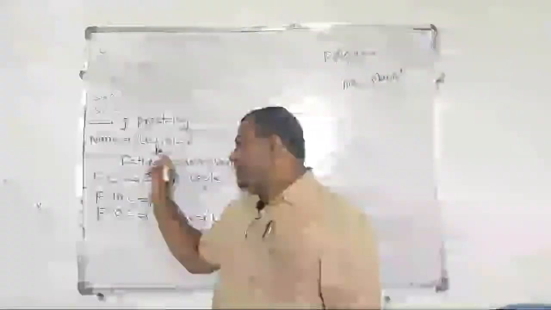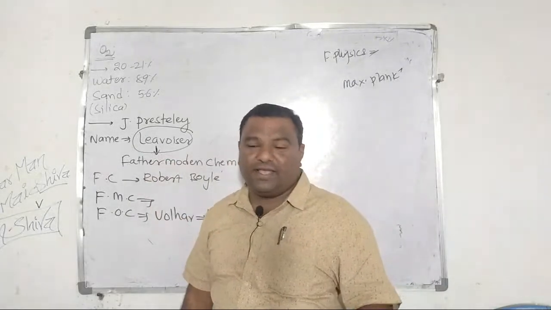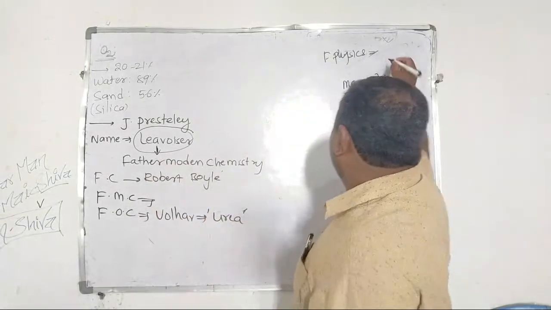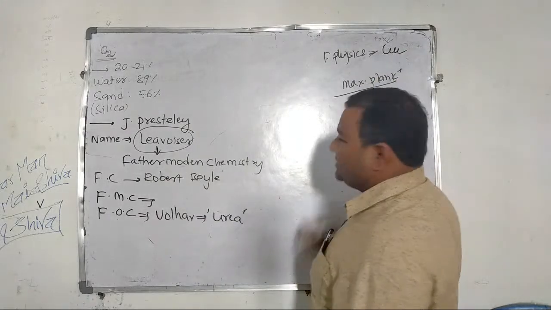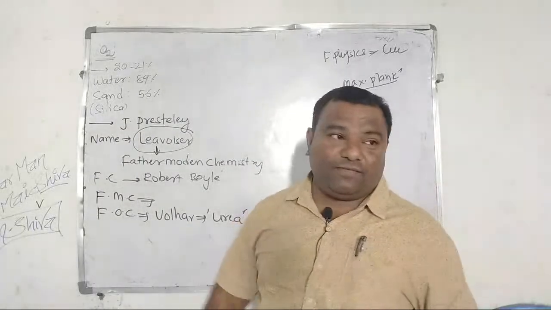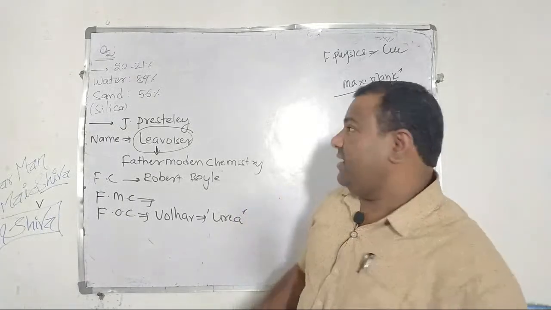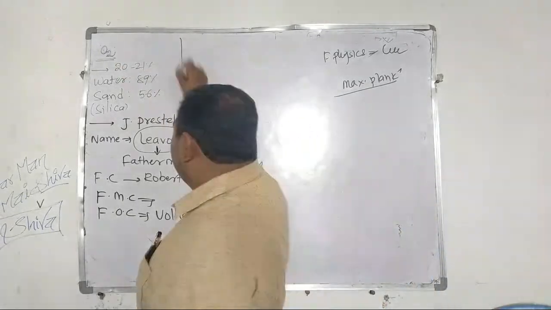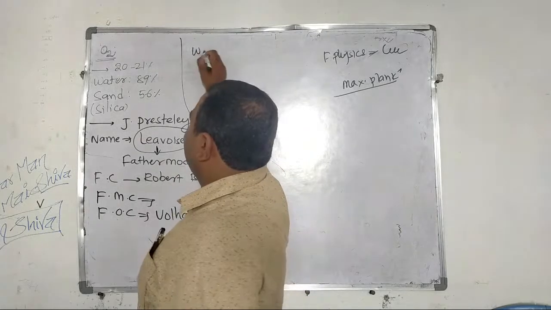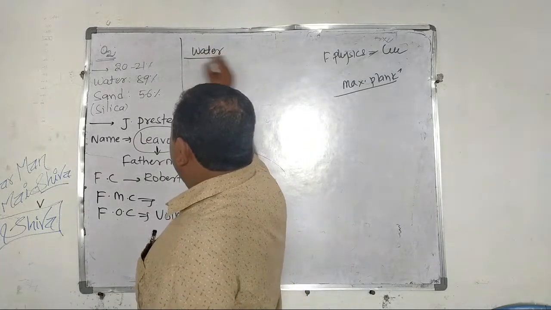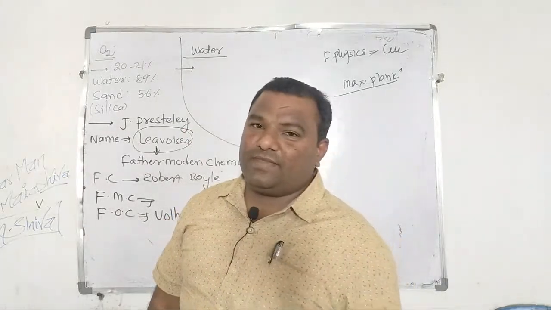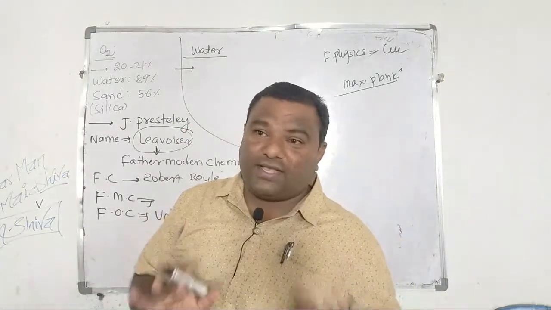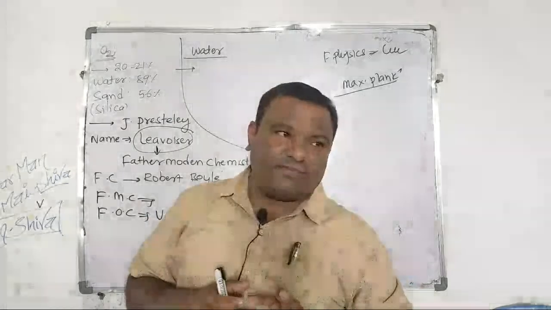So he is the father of modern chemistry. Father of modern physics is Galileo. Father of modern physics వచ్చేసి Max Planck. So the main compound of oxygen is water. So you know the purest form of water is rainwater.